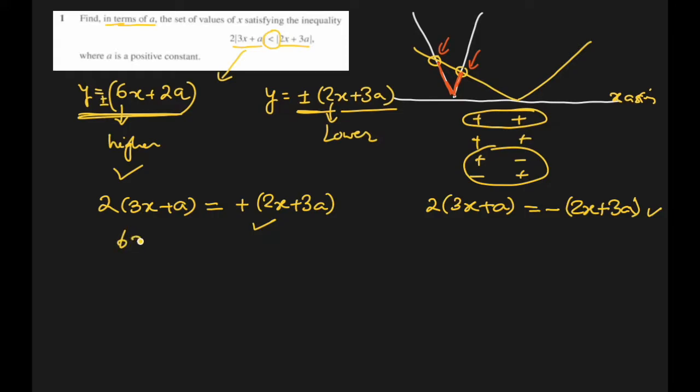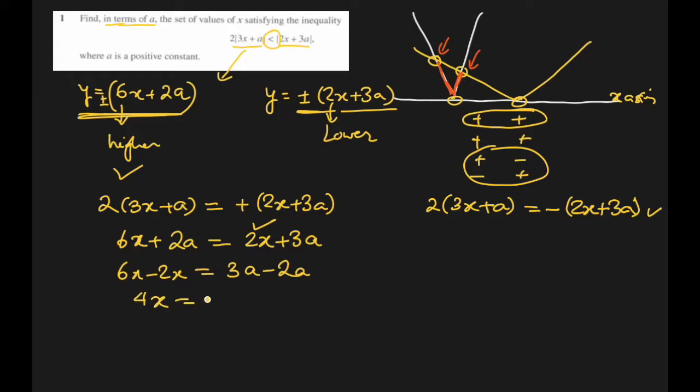6x plus 2a equal to 2x plus 3a. Since a is unknown, we don't know the values here, and we are not interested in that, because we want to solve the inequality in terms of a. So 6x minus 2x, put x's together, and 3a minus 2a. So it becomes 4x equal to a, and x becomes 1 over 4 a.